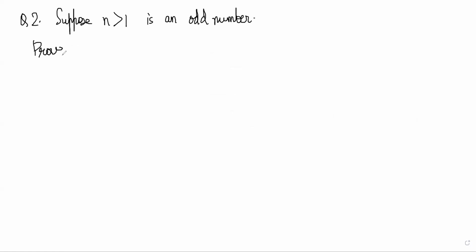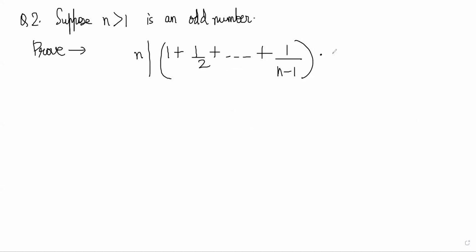Prove that n divides 1 plus 1/2 till 1/(n-1), multiplied by (n-1) factorial. Right. So, correct. What I would say here is this whole term can be split apart into many different terms.